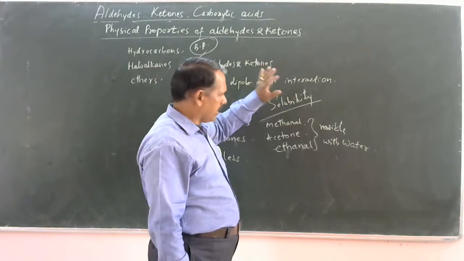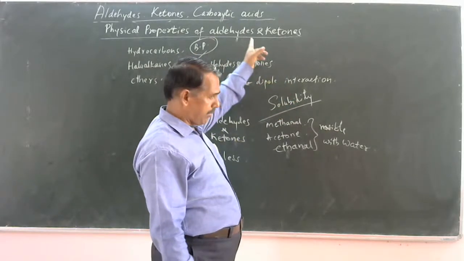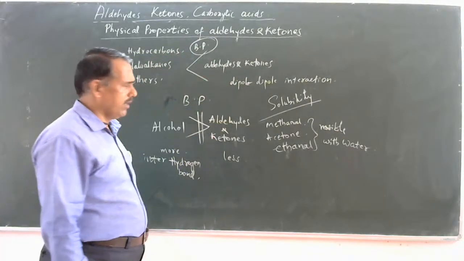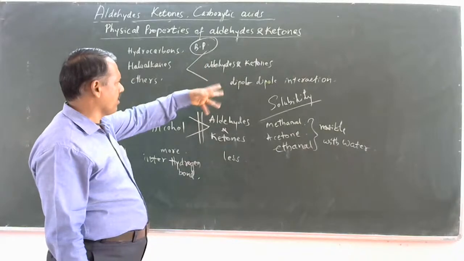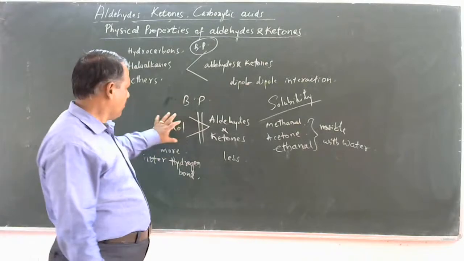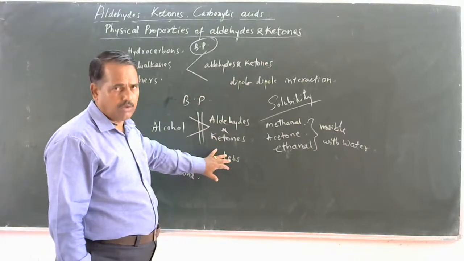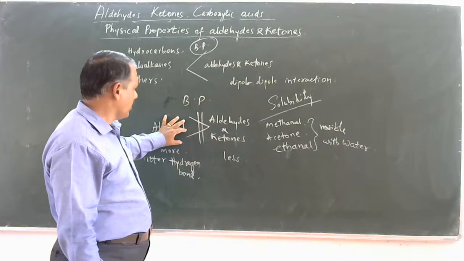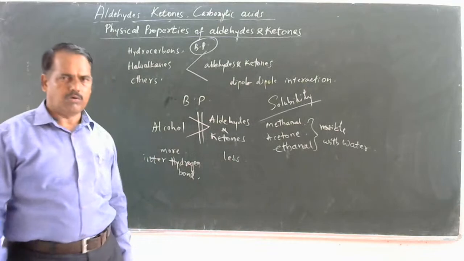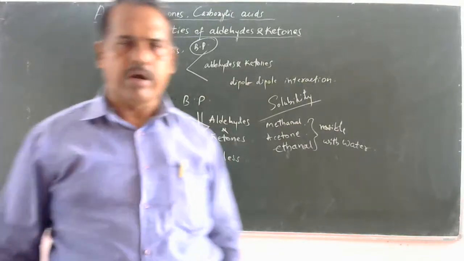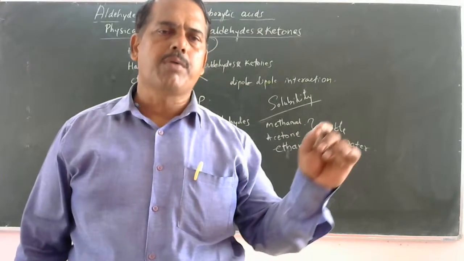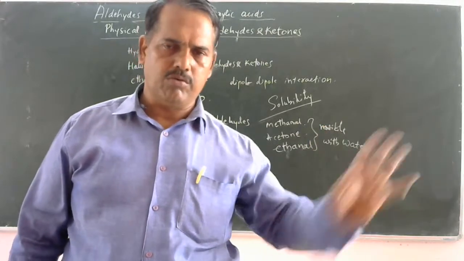So you can compare in physical properties, particularly the boiling point and the solubility. The boiling point of aldehydes and ketones is more due to dipole-dipole interaction. But as you compare alcohol and aldehyde and ketone, alcohol shows higher boiling point than aldehydes and ketones due to intermolecular hydrogen bond. Are you clear? This completes our study of physical properties of aldehydes and ketones.